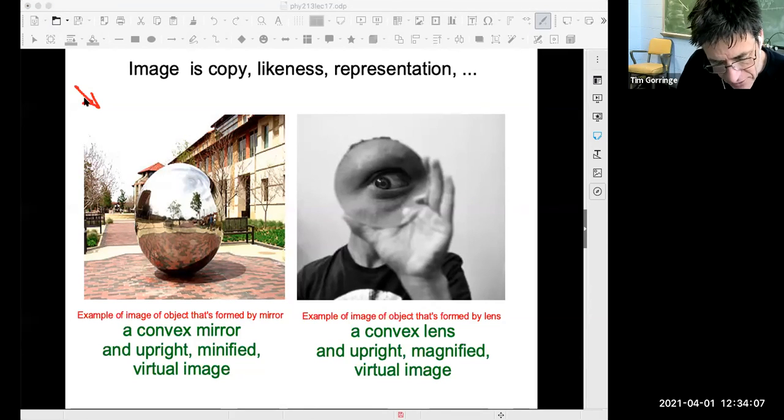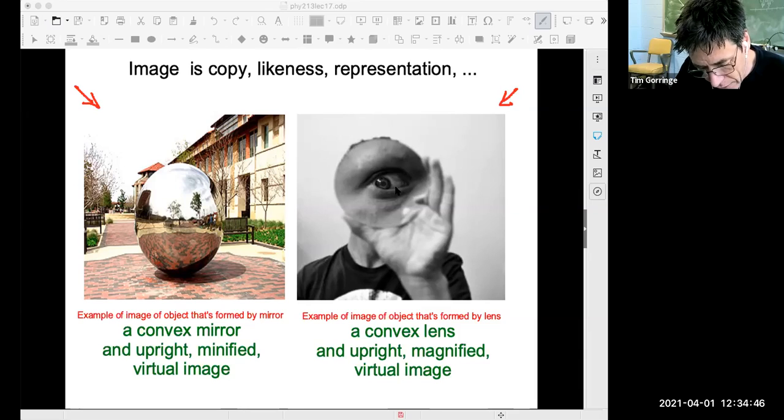On the left, this is an image formed by reflection in a mirror. And on the right, this is an image formed by refraction in a lens. Here's this nice spherical mirror. I'd love to see this thing in real life. You're seeing an image of the trees and the sky and the ground in that mirror. So that's an example of an image of an object.